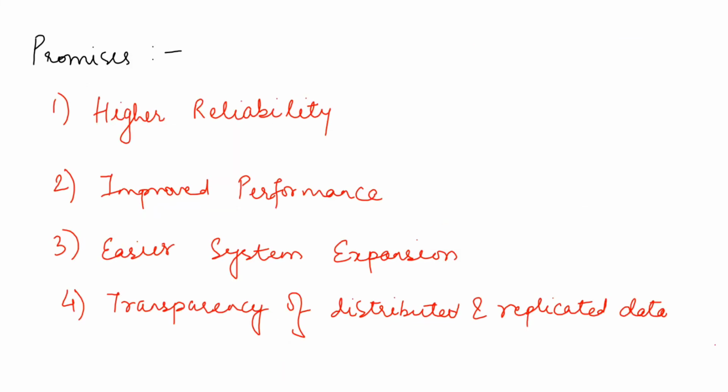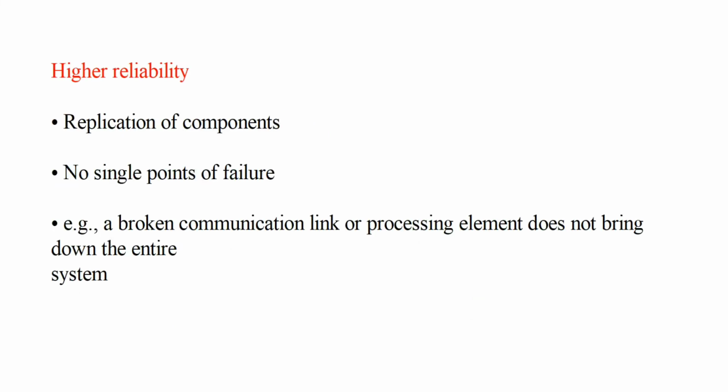Now, what are the promises given by the distributed database system? Those are higher reliability, improved performance, easier system expansion, and transparency of distributed and replicated data. Let's see these promises one by one. So what does higher reliability offer, and how does it offer higher reliability? It offers higher reliability by replication of the components.